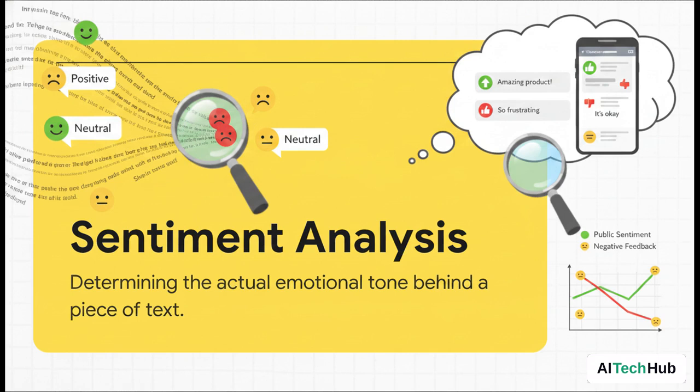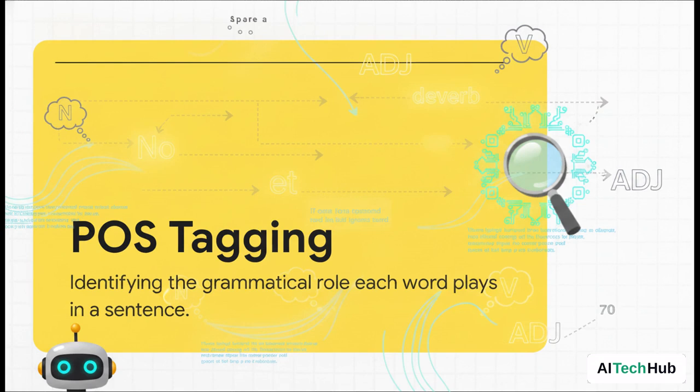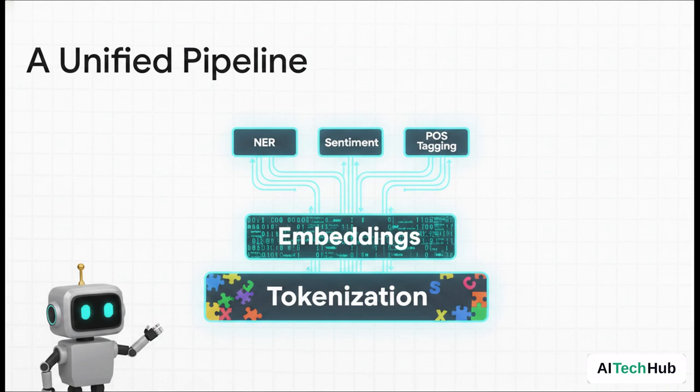Pretty wild, right? Finally, our 5th technique is part of speech tagging. This one does exactly what it sounds like. It identifies the actual grammatical role each word is playing in a sentence. Is it a noun, a verb, an adjective? I know, it sounds super simple, maybe a bit like middle school English class, but it lays absolutely crucial groundwork, because knowing whether a word is being used as a noun or a verb completely changes what that sentence actually means to a computer.